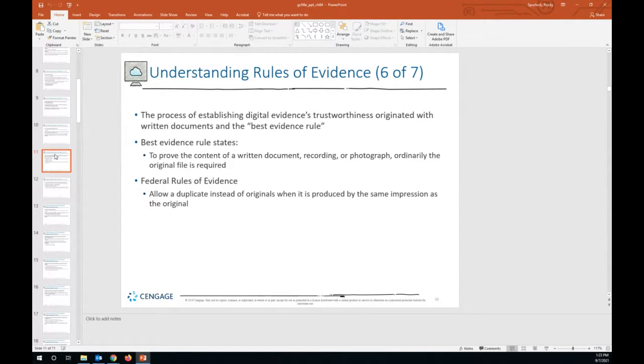The Federal Rules of Evidence do allow duplicates instead of originals when produced by the same impression as the original. As long as the bitstream copies of data are created and maintained properly, the copies can be admitted in court, although they're not considered the best evidence.